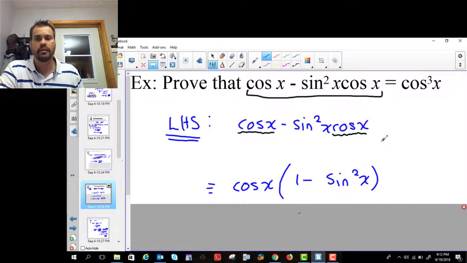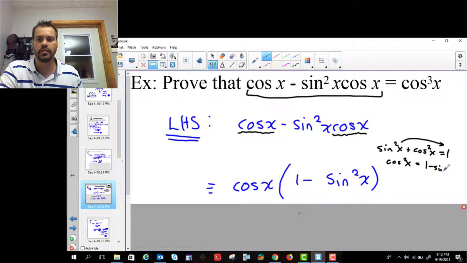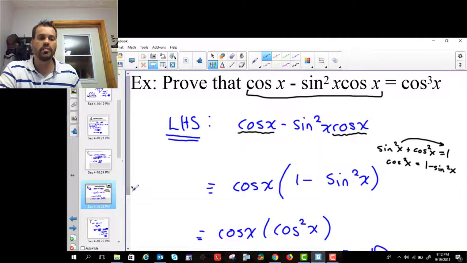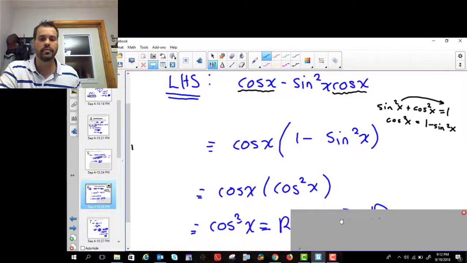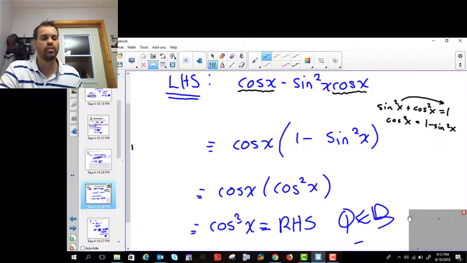And if you look back, we had this identity, right? Sine squared x plus cosine squared x is equal to 1. And I told you you could rearrange it. So I'm going to bring this over to the other side, and say cosine squared x is 1 minus sine squared x. So I'm using a Pythagorean identity, and I'm saying, look, 1 minus sine squared x, which is what I have here, is equal to cosine squared x. So I'm going to replace it. And then if I multiply cosine x by cosine squared x, it gives me cosine cubed x. And that's my right-hand side. And then I write QED. Nailed it. So that's how you prove trig identities.